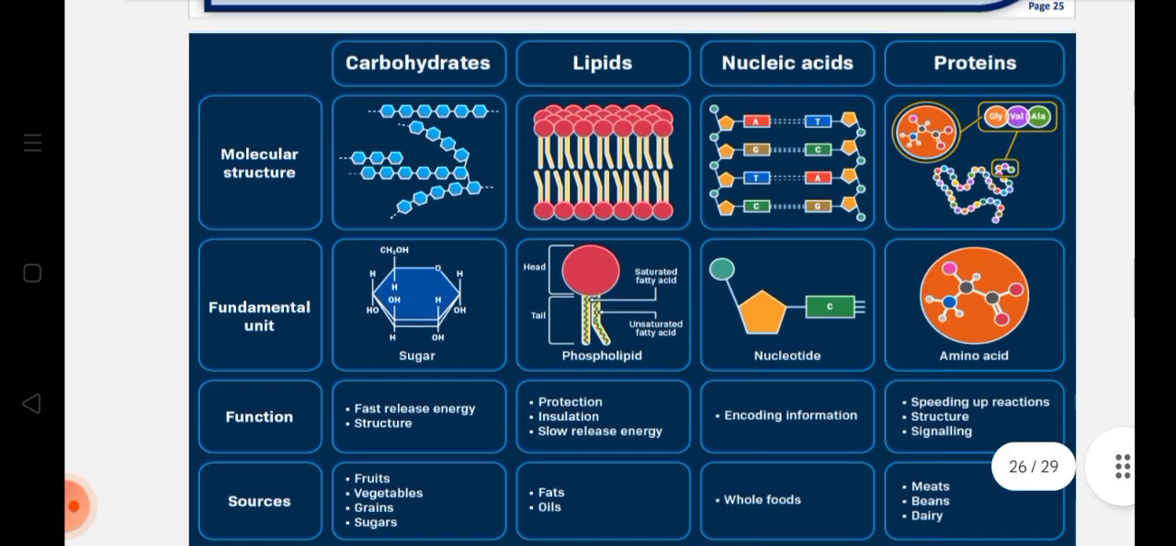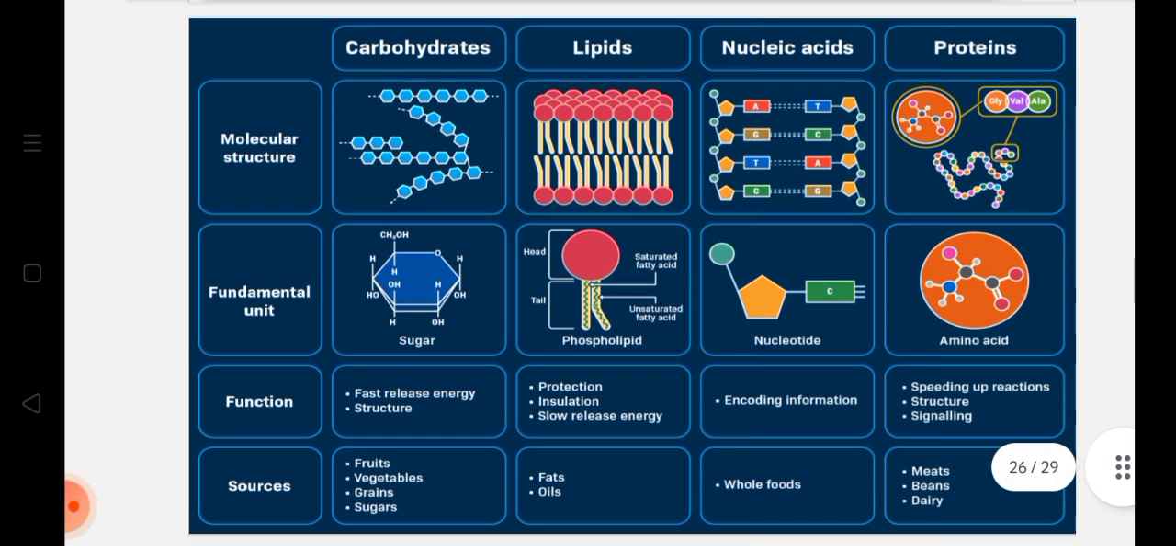Then we have another diagram here. Okay, so each macromolecule has a distinct molecular architecture and building blocks. So just a review. Carbohydrates are chains of sugar, often forming ring structures like glucose. So their monomer is called monosaccharide. While lipids are composed of fatty acids and glycerol, often forming bilayers or compact triglycerides. So the key unit here is the phospholipid.